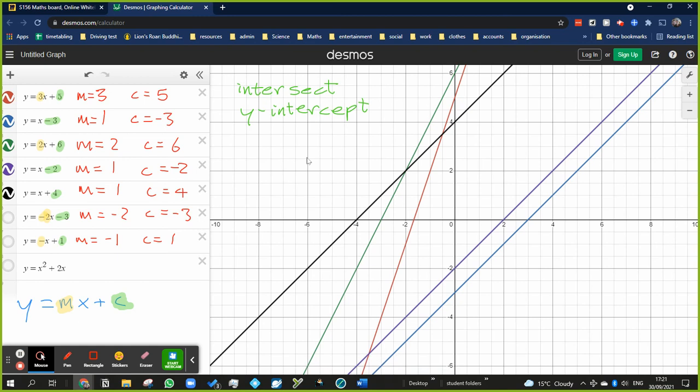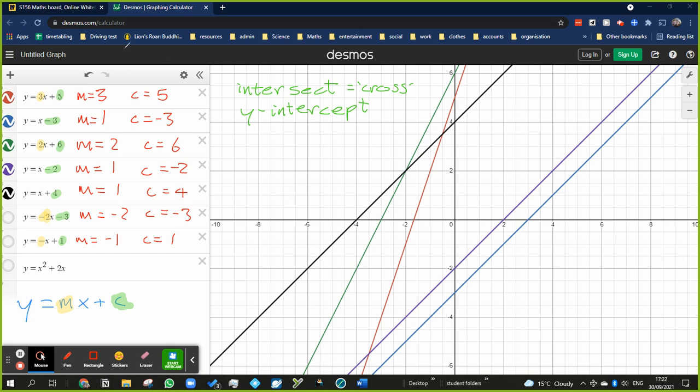Right. So the C value tells you the y-intercept. It tells you where it intersects the y-axis, where it crosses the y-axis. So an intersect just means cross. Okay, the point that it crosses the y-axis. So I think it'd be good to understand why that is the y-intercept.